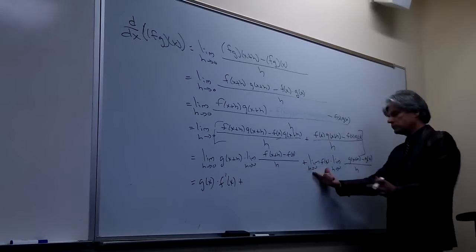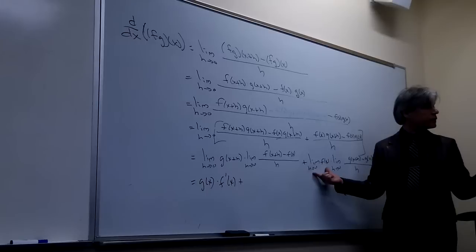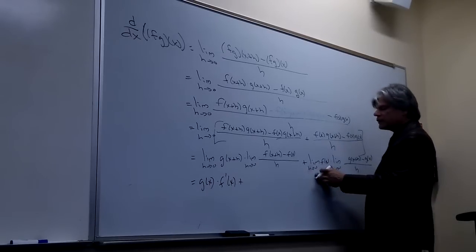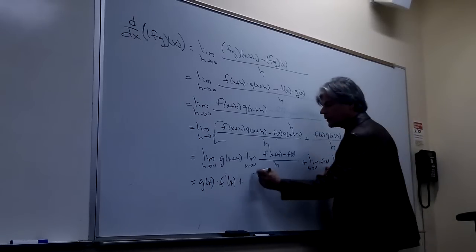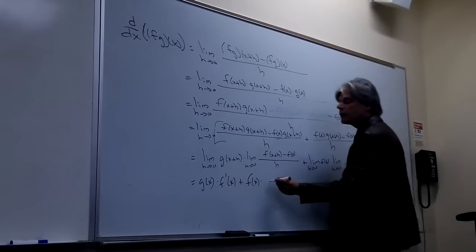Plus, how about just f of x? Yeah. I mean, who cares what h does? The limit of f of x, as h does anything, is going to be f of x. Times g prime. Very nice.